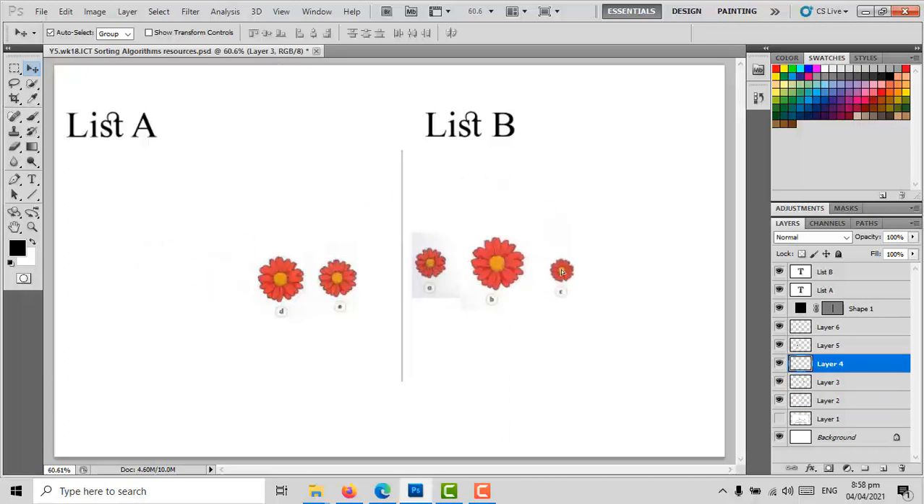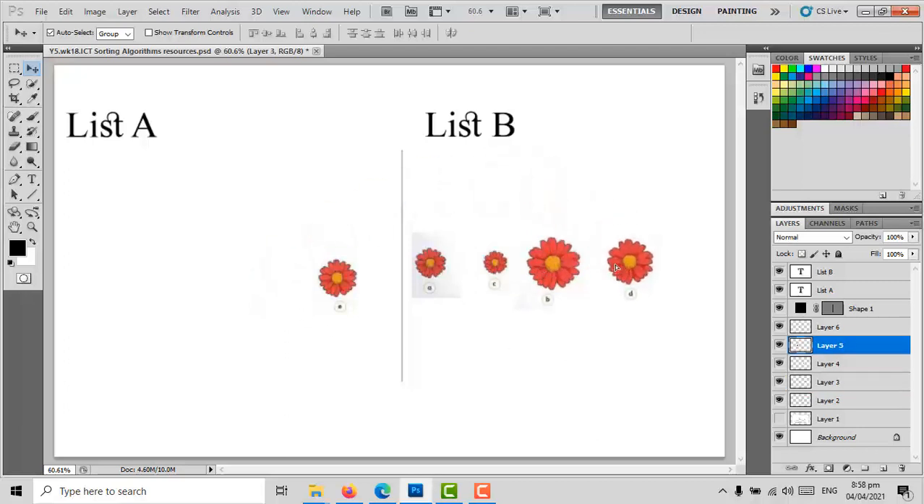Alright, let's compare the second and the third. Is the second bigger than the third? Yes, right? So we swap them. If they are bigger, we swap them. Okay, let's move to the third one. Is the fourth one bigger than the third one? It's bigger, right? So we swap.